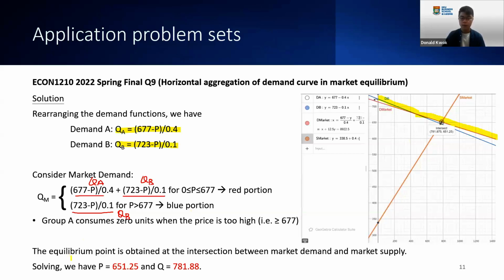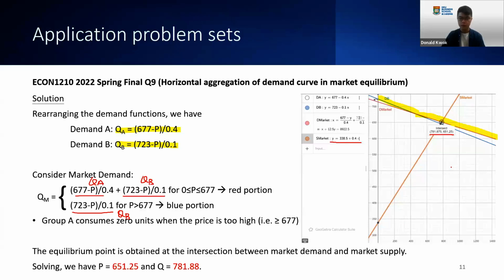Now we are required to find the equilibrium point. So we also put down the market supply curve, which is already directly given. The intersection between the upward sloping supply and the kinked yellow demand will give us the equilibrium point. So the equilibrium quantity is 781.88 and the market equilibrium price is 651.25.